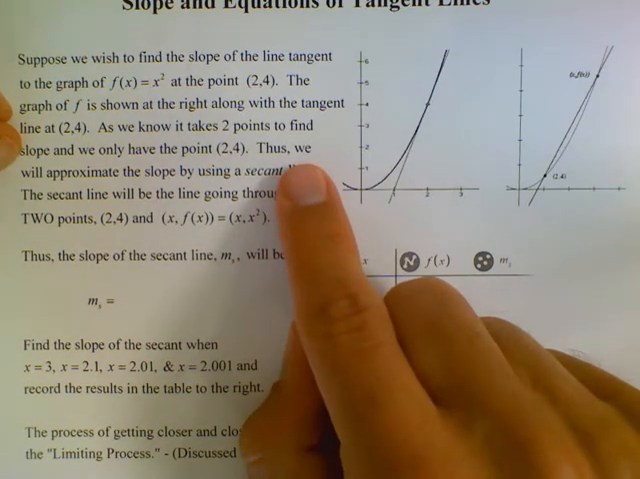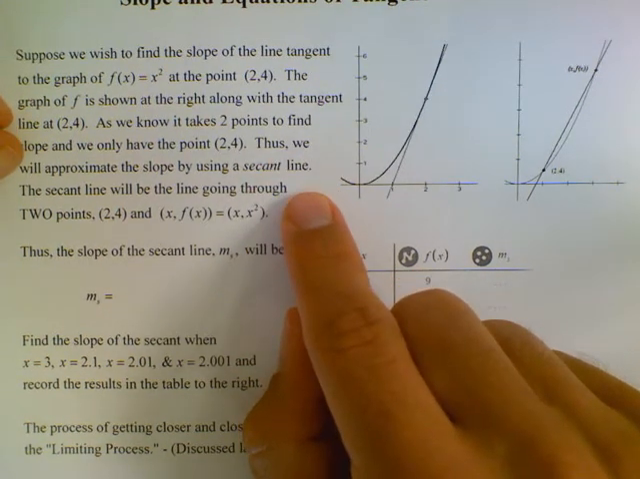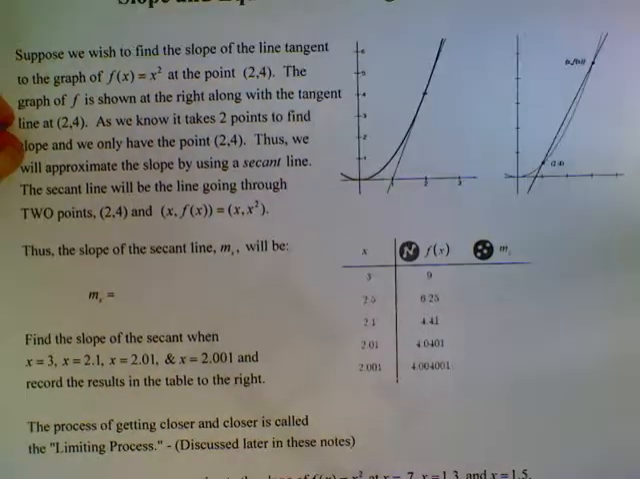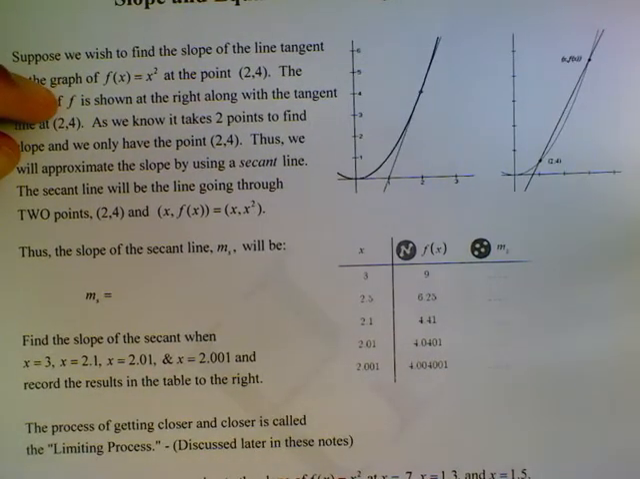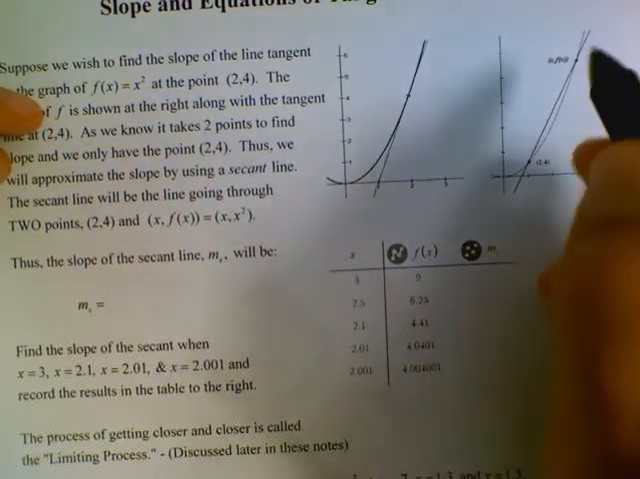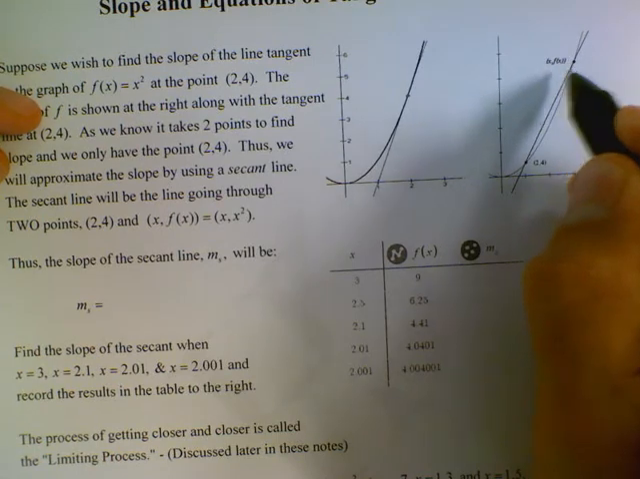So anyway, thus we will approximate the slope by using a secant line. All right? So basically, we're just going to get close. It doesn't look like we're entirely close. It looks like 2, 4, 6. This looks maybe like it's at 6 squared, 36, I guess.